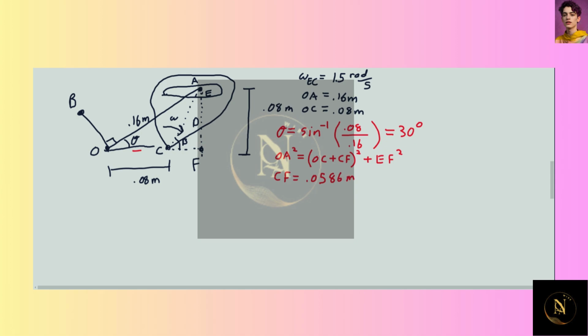We can then find this angle beta here. So beta we can find by taking an inverse tangent, since we know what CF is and we know what EF is. Take the inverse tangent of that 0.08 divided by 0.0586, and we get about 53.8 degrees.